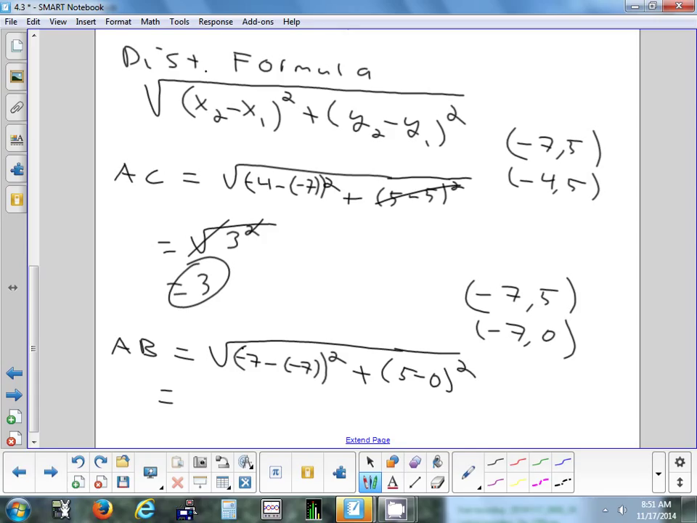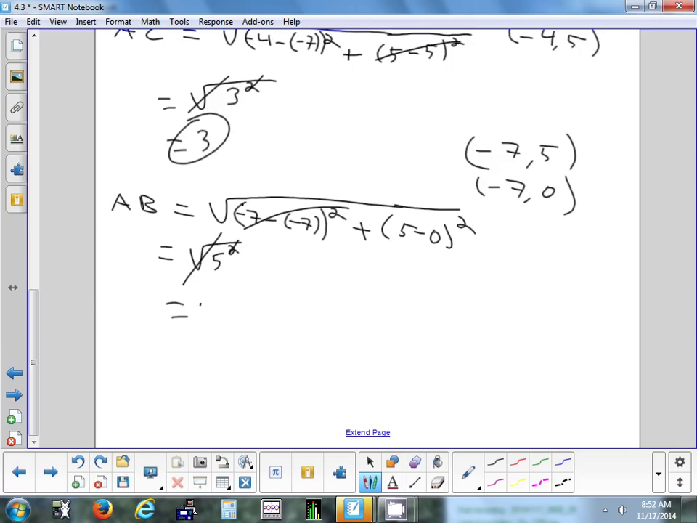Okay, what do you get when you do negative 7 minus negative 7? Connor? 0. Becomes negative 7 plus 7. That's gone. Okay, so we're going to get the square root of, what's 5 take away 0? Just 5. And when you take the square root and square something, they cancel out. And all you're left with is a length of 5. Okay, again, we won't do those easy cases on the other side.